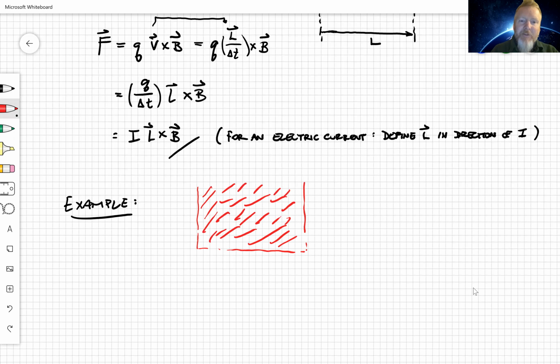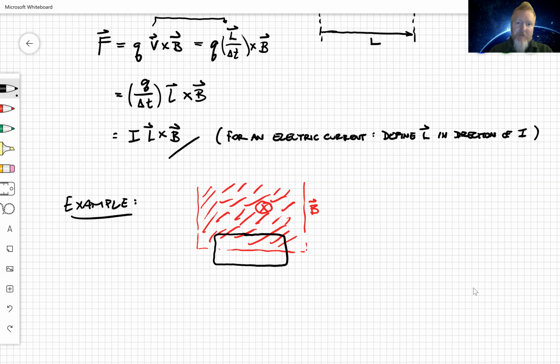Okay, and let's suppose that it's pointed in. So B is pointed in. Now what I'm going to do is take some copper wire and form it into a loop.